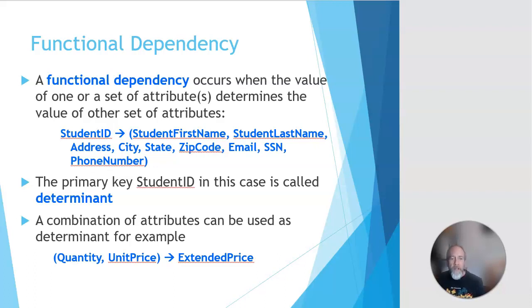Now, it may be a one-to-one relationship. Student ID would be a one-to-one with social security number. No other student will have that social security number. No other student will have that email. Other students may have that zip code because they may live in the same zip code. But if you know the student ID, you know the zip code. The fact that other students live in that zip code is really irrelevant.